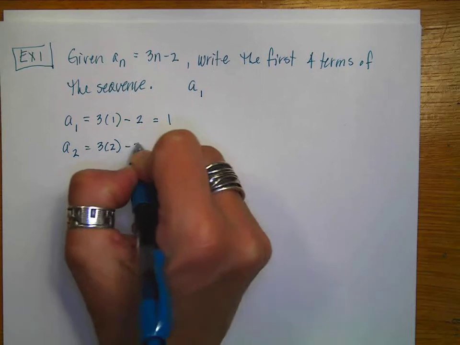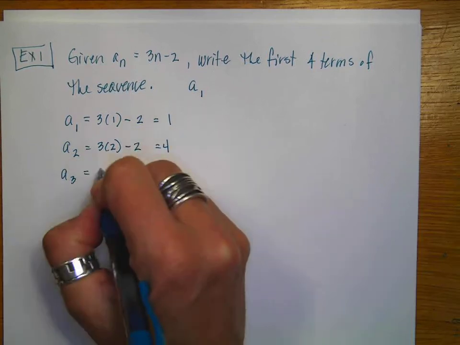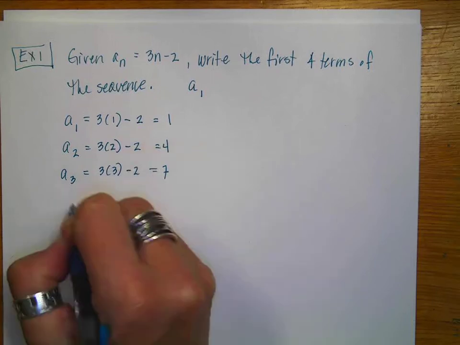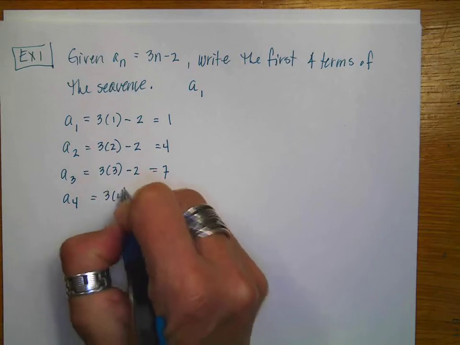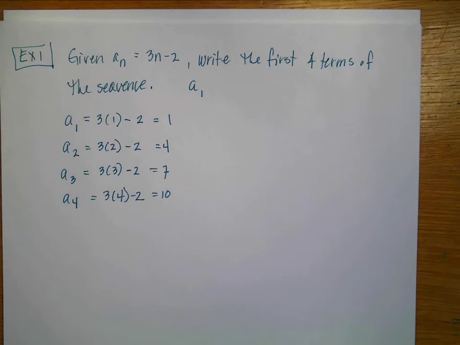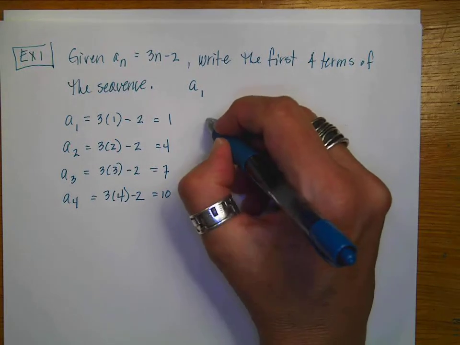A sub 2 would be 3 times 2 minus 2, and I would get 4. A sub 3 would be 3 times 3 minus 2, and I would get 7. And then A sub 4 would be equal to 3 times 4 minus 2, and that would give me 10. So if you're told to do the sequence by hand, then this would be how I would generate those terms.